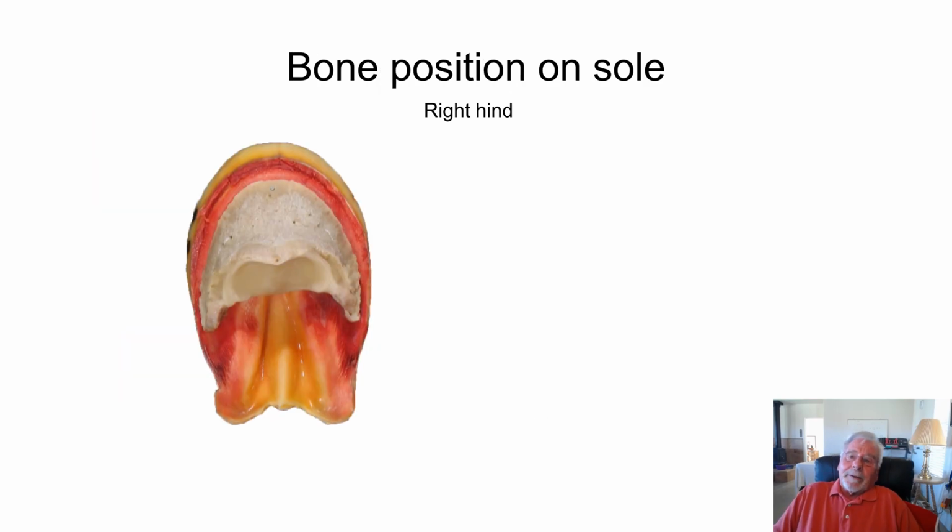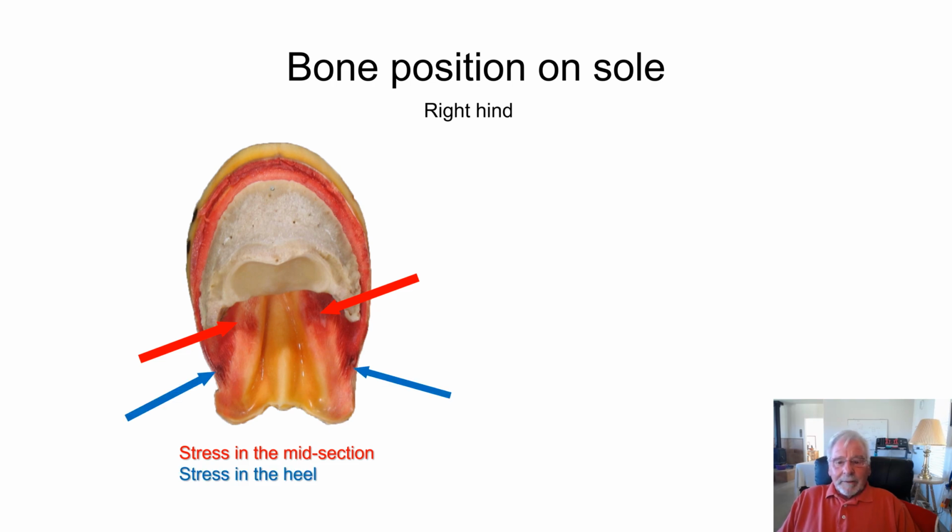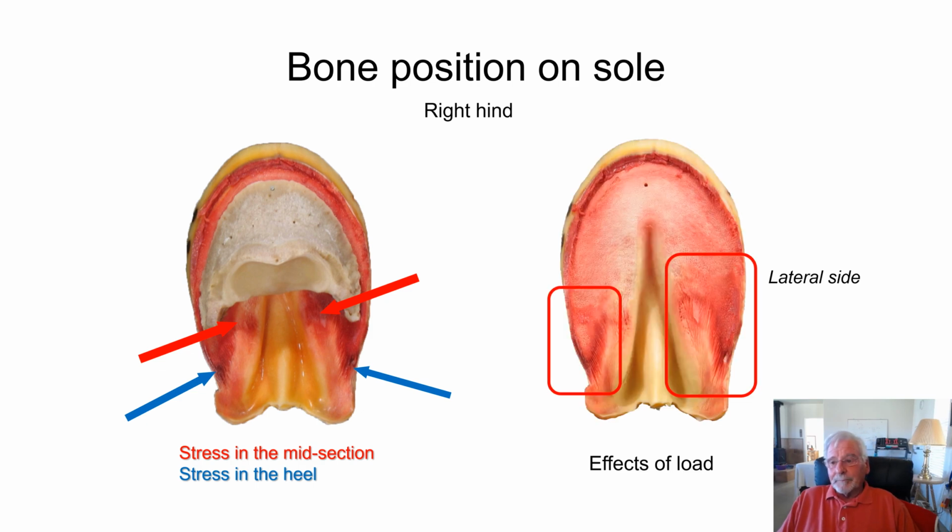So now we can look at the bone position on the sole. Here we can see a stress in the midsection, and we can also see stress in the heel area. Remember, this is a hind foot. Both of these areas have sensitive tissue and they have nerve endings. So we have to be careful because the horse could show some signs of lameness.